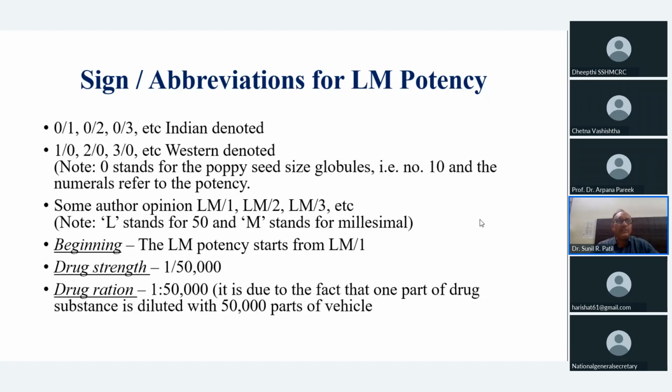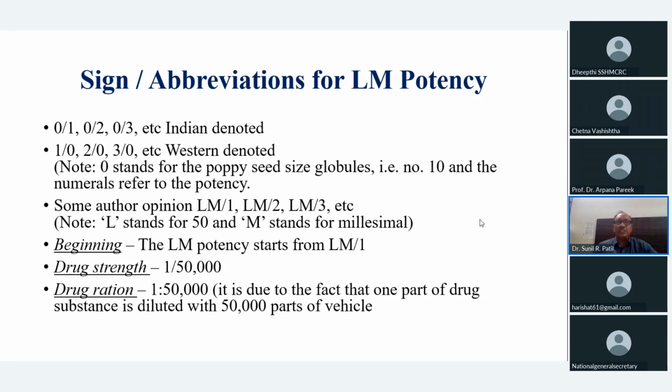Note that this 0 stands for the poppy seed size globule, that is, 10 globules, and this number refers to the potency, the first, second, and third potency. Some authors are of the opinion that it should be LM/1, LM/2, LM/3, etc. Now they use the LM1, LM2, LM3 style. Note that L stands for 50 and M stands for thousand.